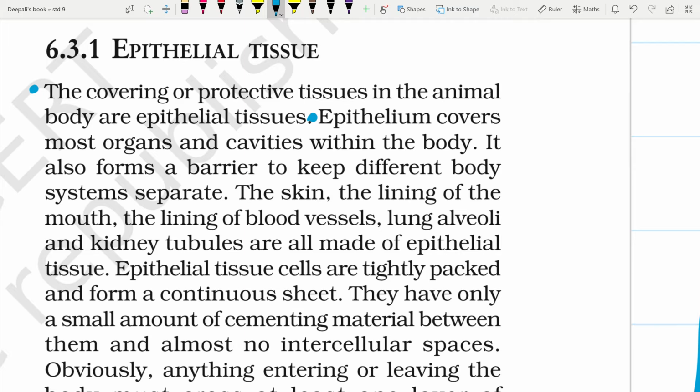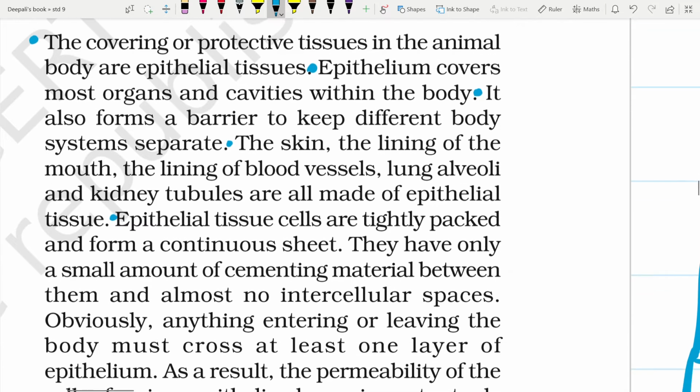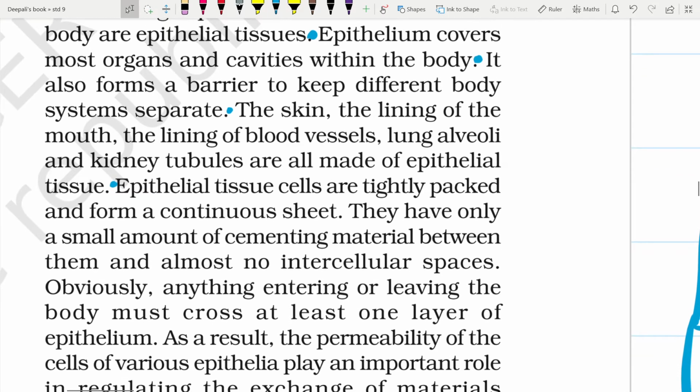It also forms a barrier to keep different body parts or body systems separate. The skin, the lining of the mouth, the lining of the blood vessels, lungs, alveoli, and kidney tubules are made up of epithelium tissues. The epithelium tissue cells are tightly packed and form a continuous sheet. These are the characteristics of epithelial tissue.